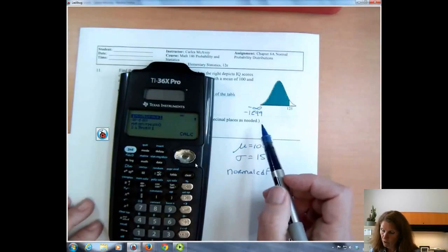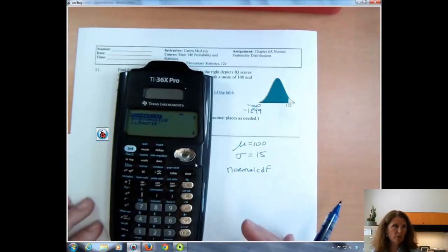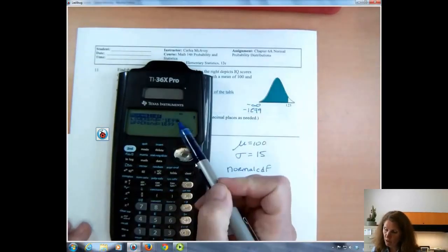Okay, we don't know, what am I doing, inverse normal? We want normal CDF. I can just go to number 2 for that case, and it'll take me right in there. My mean is 100. My sigma is 15. They gave me that in the problem. And then my bounds, well, I want to go forever to the left, so I'm going to leave that one. But on the top, I want to go to 125. And now I'm going to calculate that.